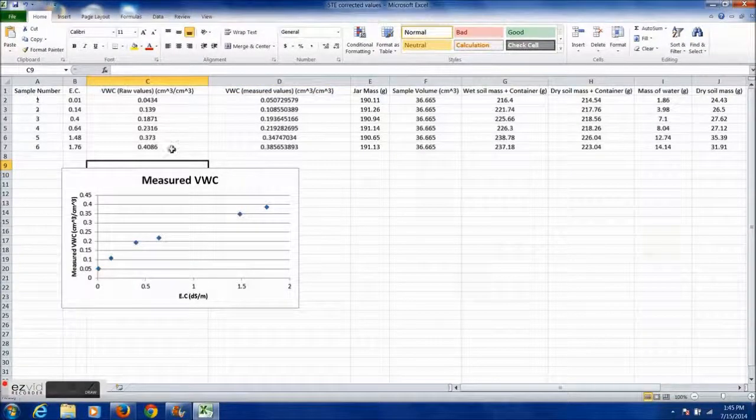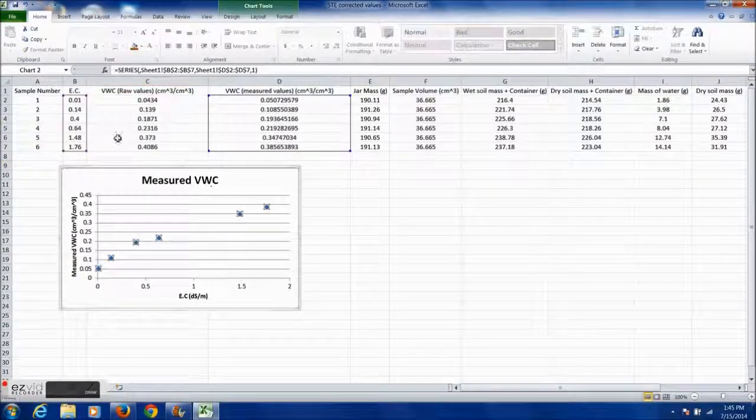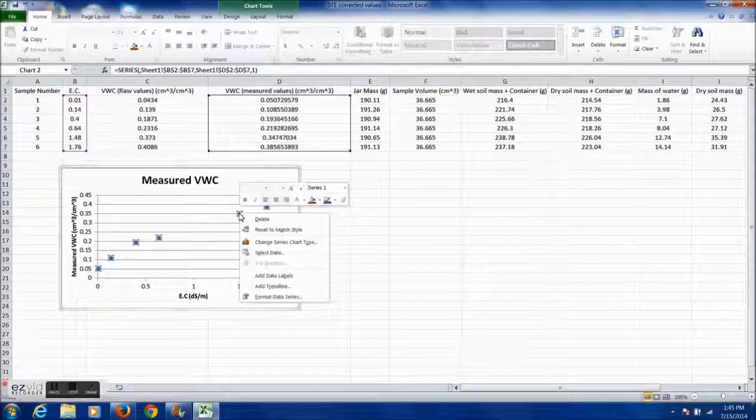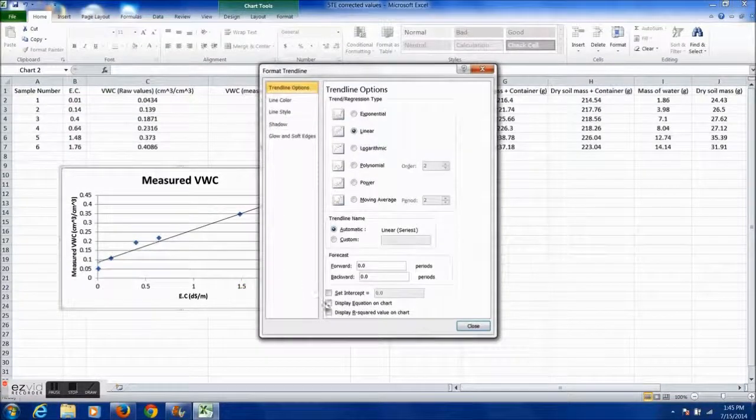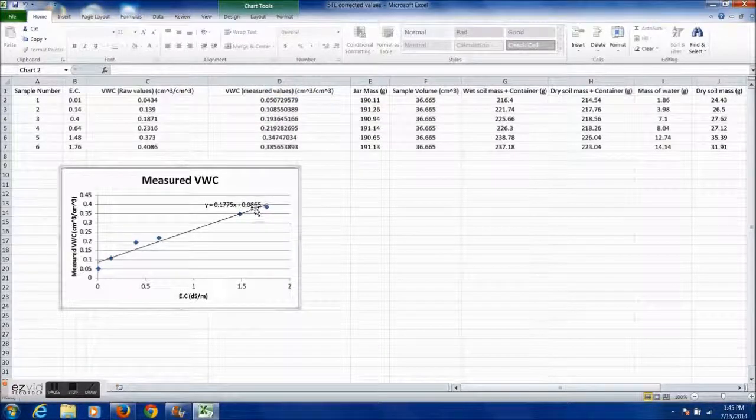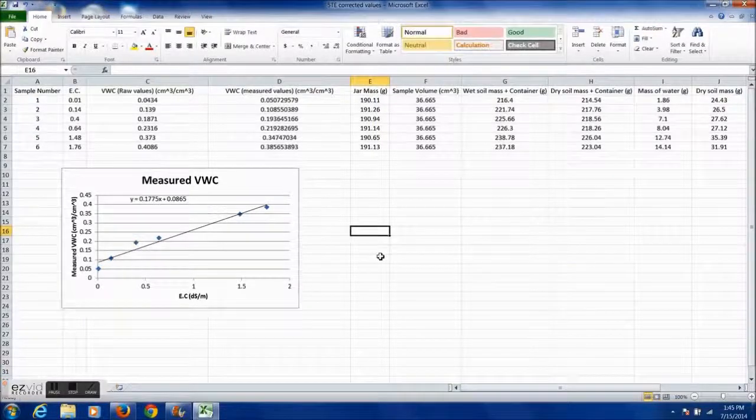When finished, plot a graph of the electrical conductivity versus the volumetric water content. Be sure to add a trend line and the equation in the options menu. This equation can be used for any 5TE probes that are used in the same soil used to generate this calibration equation, by plugging in the electrical conductivity for X and solving for Y to get the adjusted volumetric water content.